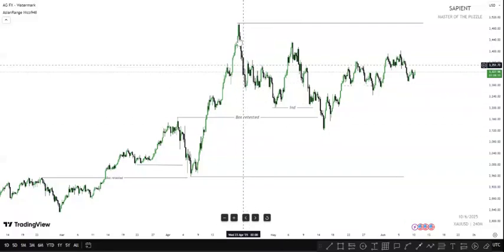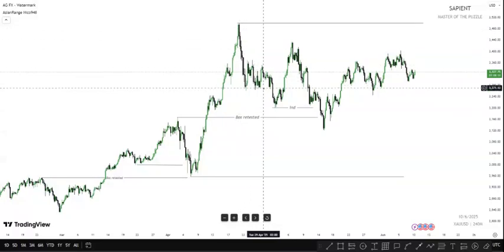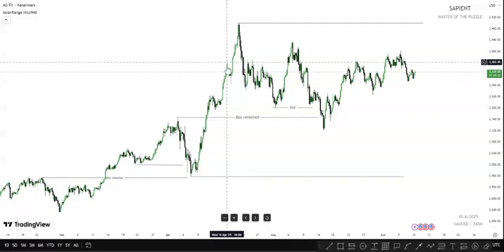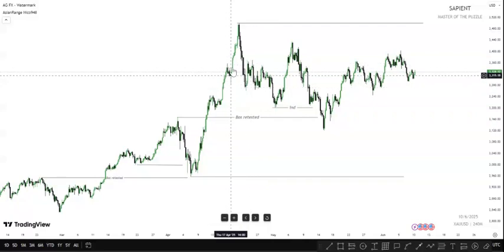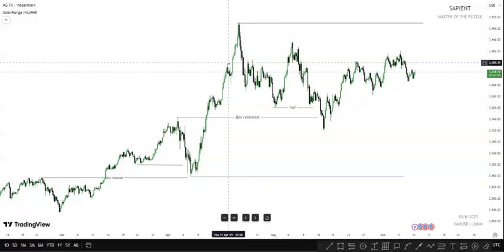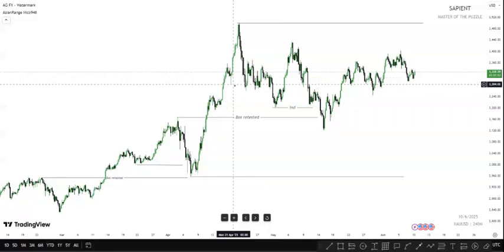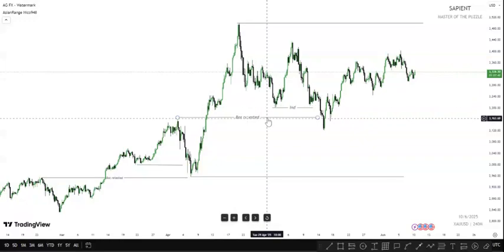So we can say that when we created this high, price pushed down and created something sort of internal. If we judge by that, we see that price created this mini break of structure, and eventually price broke it. Let me delete this one so that you will not be confused.